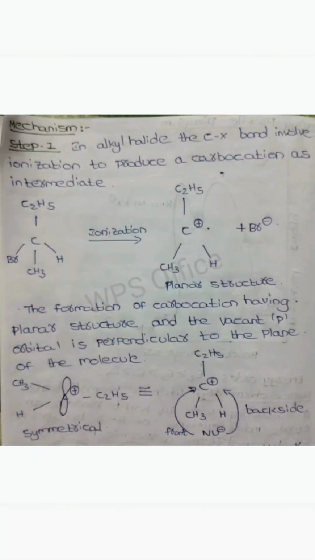Another mechanism: in step 1, in alkyl halides the C-X bond undergoes ionization to produce a carbocation as an intermediate, and in the structure we can see that it is a planar structure. The carbocation has a planar structure, and the vacant p orbital is perpendicular to the plane of the molecule. We can also see the diagram below.